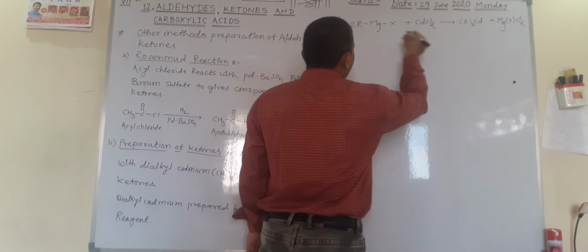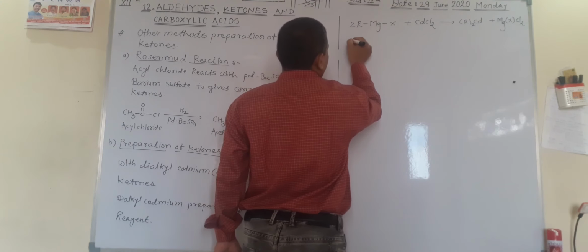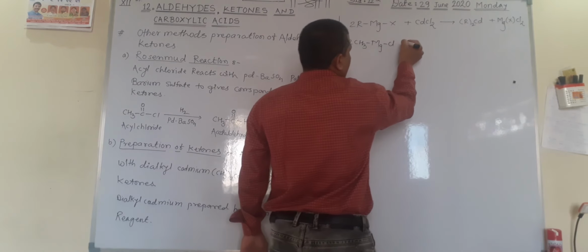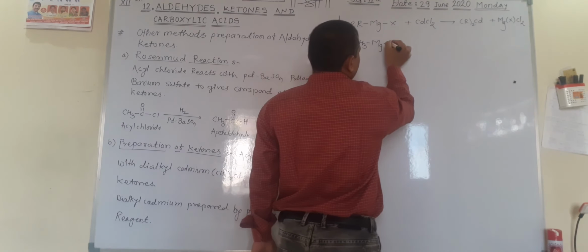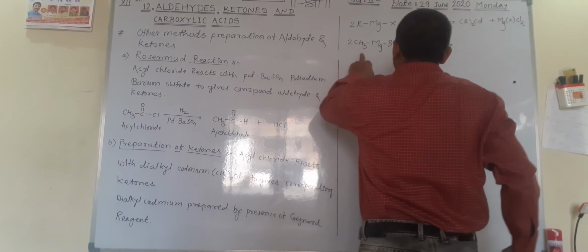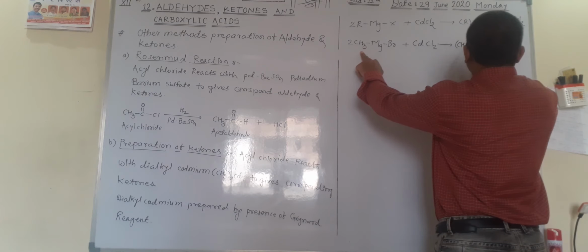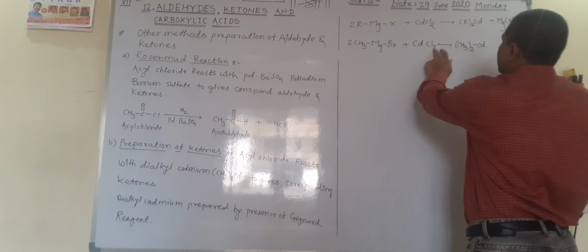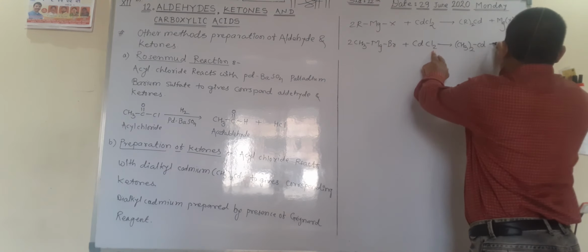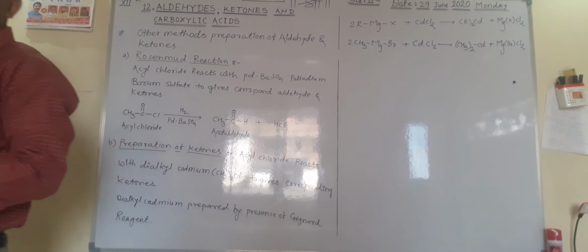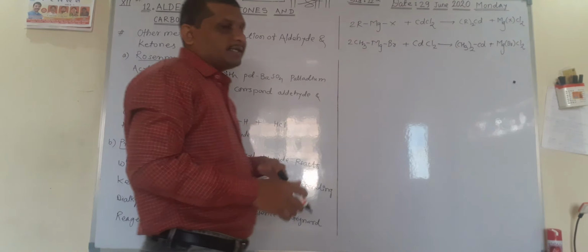Now here we can utilize twice CH3 MgCl or MgBr plus cadmium dichloride to give two CH3 molecules attached to cadmium, and MgBr Cl is removed. This dimethyl cadmium reacts with acyl chloride to give the corresponding ketone.